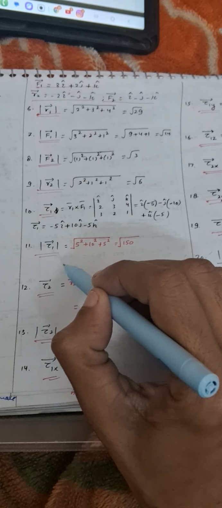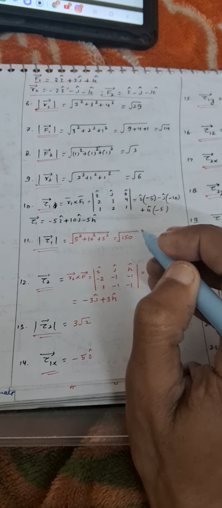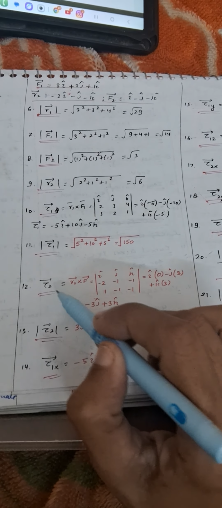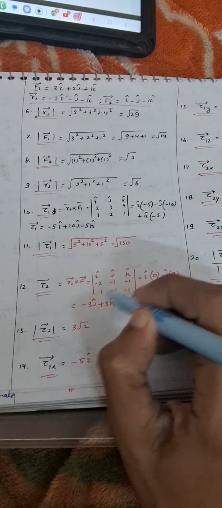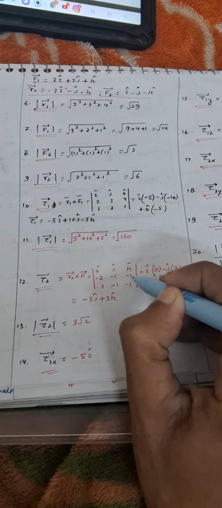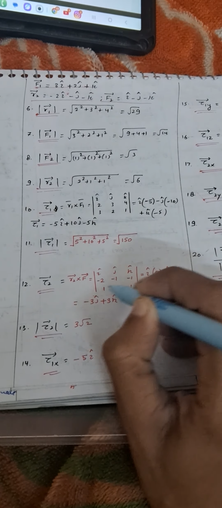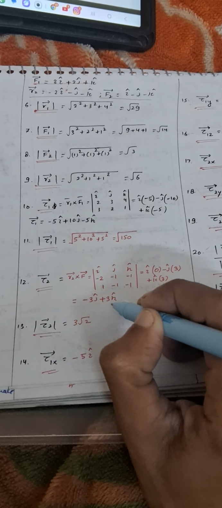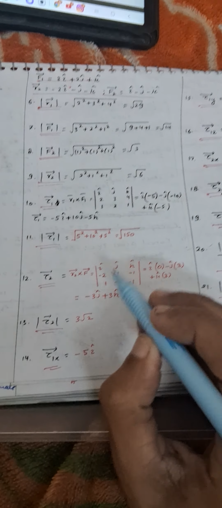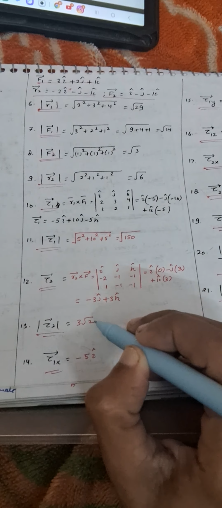Next question is the magnitude of torque. So this is root under 5 square plus 10 square plus 5 square, which will be root 150. Next question is torque 2 is R2 cross F2. So this is the determinant of i j k, R2 will be minus 2, minus 1, minus 1 and F2 is 1, minus 1, minus 1. So after solving, we have minus 3j plus 3k cap. Next is the magnitude of torque 2. So this will be square root of 3 square plus 3 square, which gives us 3 root 2.